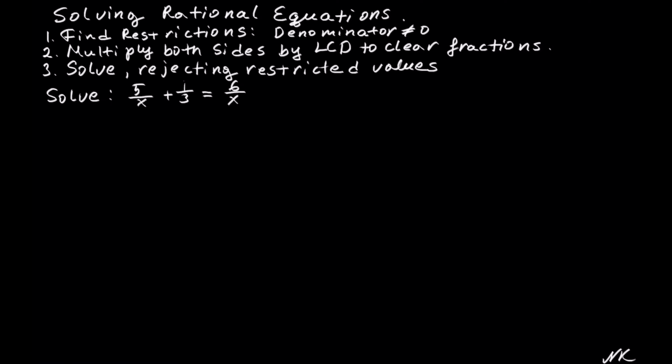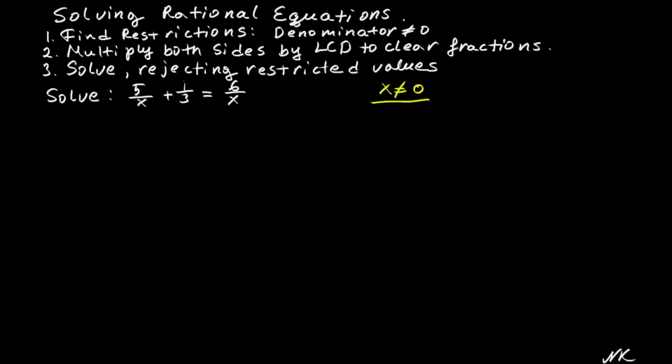So in this example, we have to solve 5 over x plus 1 over 3 equals 6 over x. So you want to make sure that neither denominator can be equal to 0. We have x in the first denominator, so we want to make sure that x is not equal to 0. Then we have 3 in the second denominator. 3 will never be equal to 0. And in the third denominator we have x, and x cannot be equal to 0, but we already stated that.